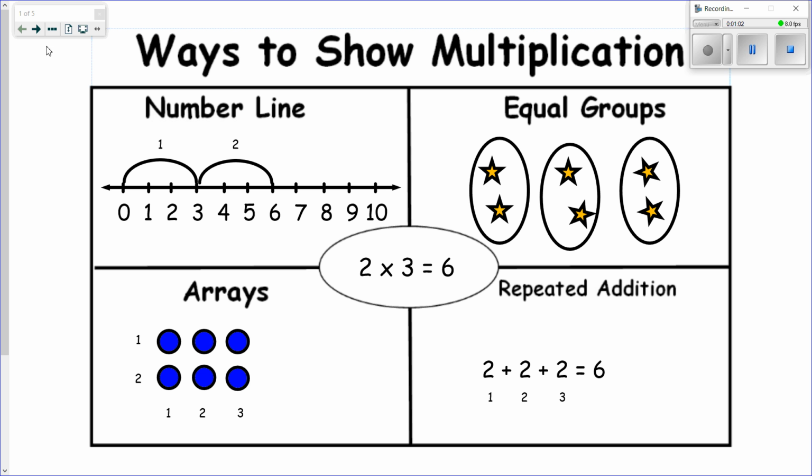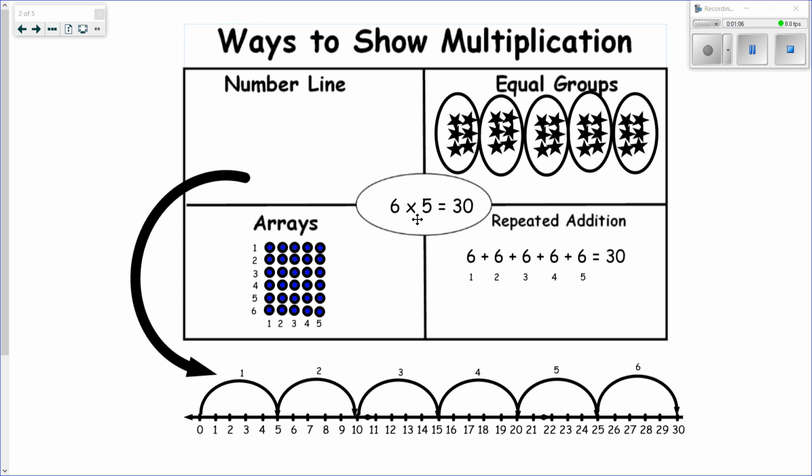Let's try it with a bigger number today. So, 6 times 5. Now, the answer is right here because we're not trying to figure out the answer. I'm showing you ways to understand it. So, that's not a mistake, just in case you were wondering. Now, you'll notice I've got this big arrow here. That's because I could not fit this huge number line in this itty bitty box. So it's down here. Let's take a look.